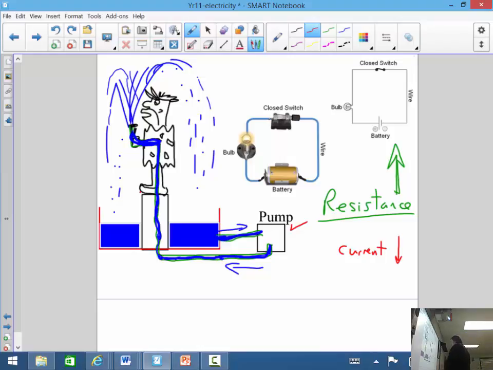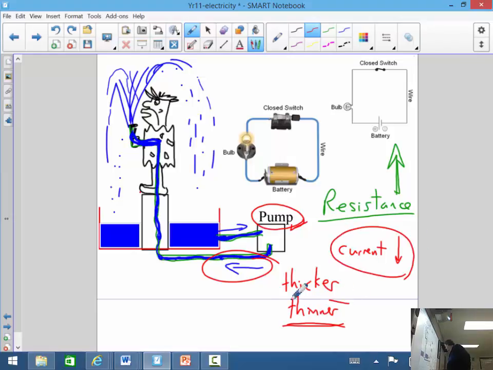In this particular case, could you change the current that flows around in this piping here without changing the pump? Well, yes, you can. If you use piping that's actually thicker or thinner, that will change the effective resistance to the water flow down the pipe. Okay, so thinner pipes would allow the water to flow more slowly, or cause the water to flow more slowly with a lower current. The current would go down if it was thinner.